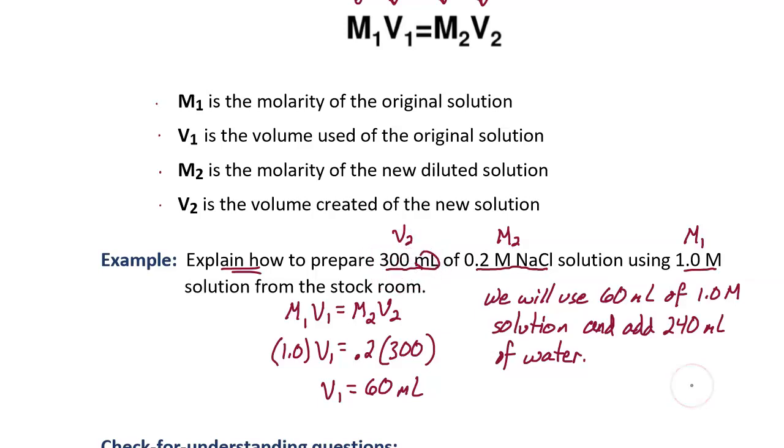Can you imagine actually doing this? In our back supply room, we have sodium chloride solution that has this concentration. And for a lab, we need 300 milliliters of this weaker concentration. You would take a container, pour in 60 milliliters of the 1 molar solution, and then you'd measure out 240 milliliters of water so that you could mix it in with the 60 milliliters.